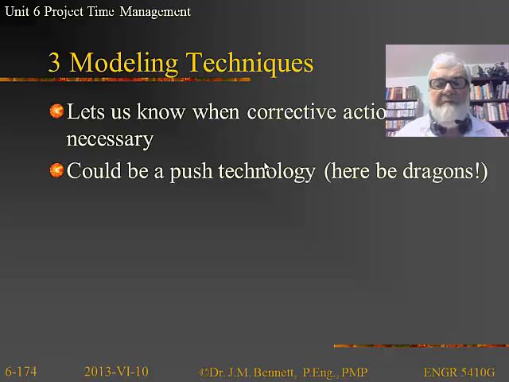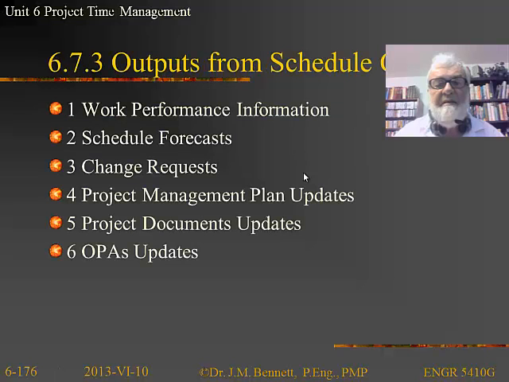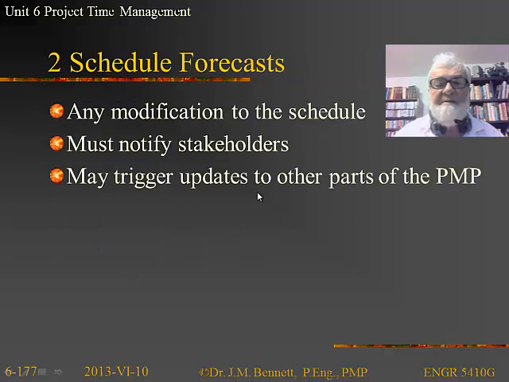Modeling techniques, we want to know when corrective action can be taken, and we can actually change the actual schedule itself to get back on track again. But we have to be very careful because this is a very dangerous approach. We could make the schedule even worse by trying to fritz it. And then in terms of schedule compression, as we've seen, we can try fast tracking and crashing. And then the outputs from schedule control are basically going to be the work performance information, hopefully good. We'll have schedule forecasts, change requests have been approved, and then the corresponding updates based on those change requests.